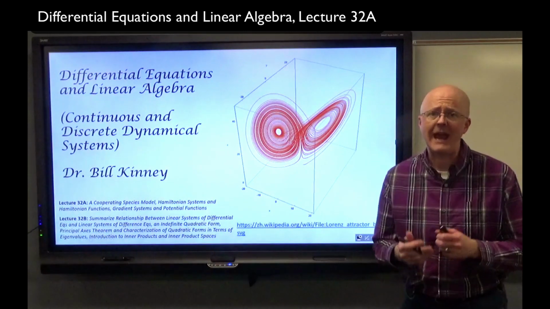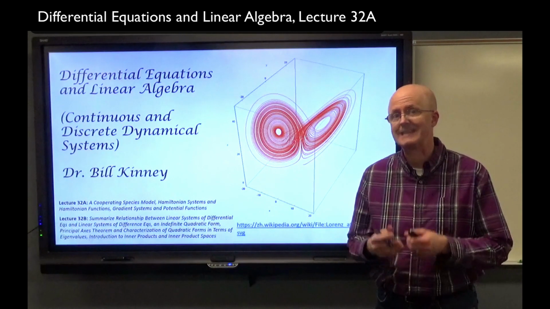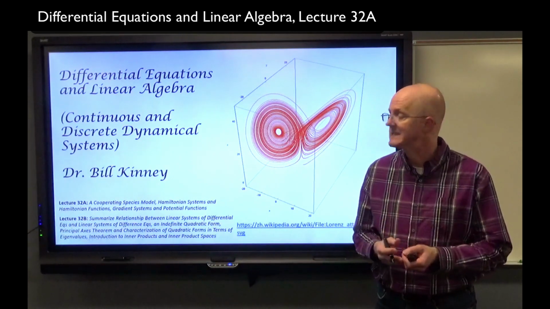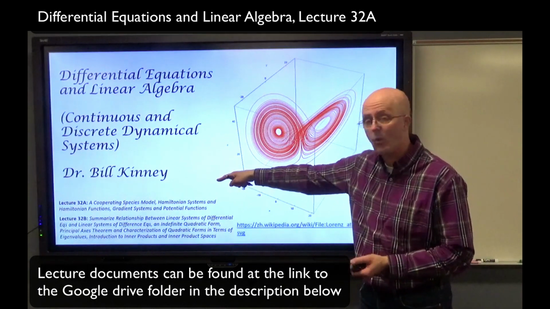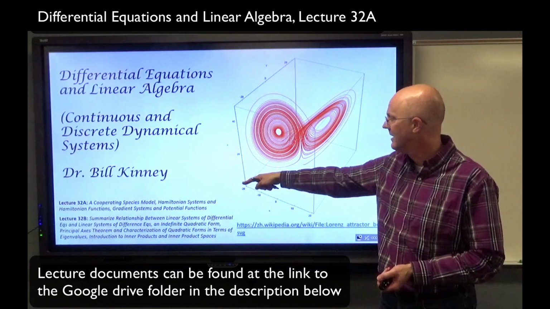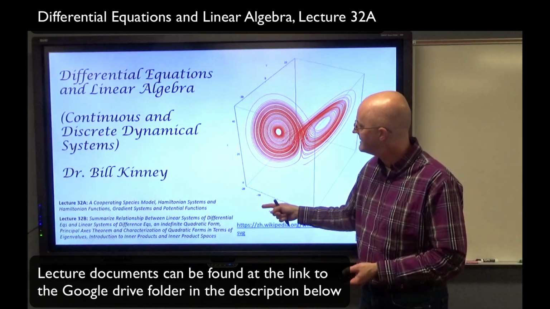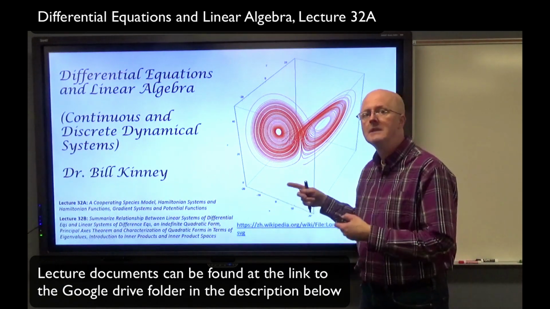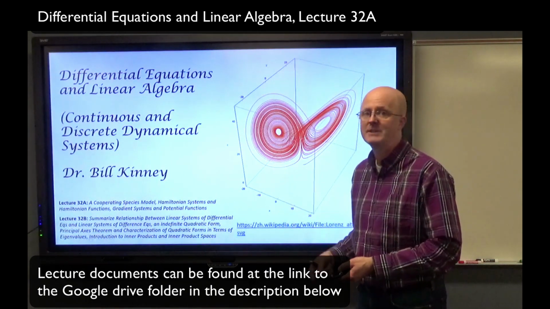In recent lectures of our course, we've been looking at nonlinear systems of differential equations, especially something called the competing species model. Here in lecture 32A, that continues. We're going to look at a cooperating species model instead. We're also going to look at two very special kinds of systems, Hamiltonian systems and gradient systems, that have very special functions that go with them, Hamiltonian functions and potential functions.